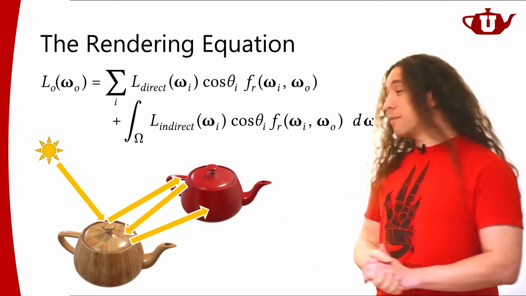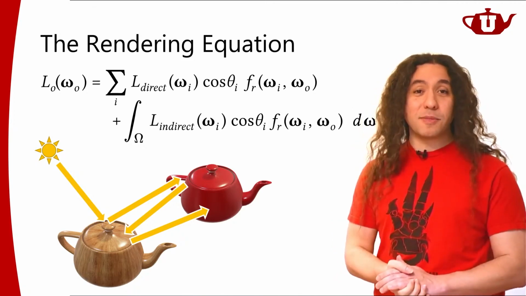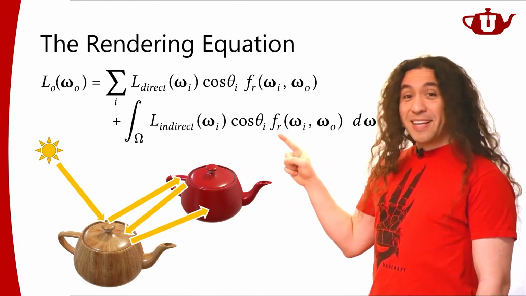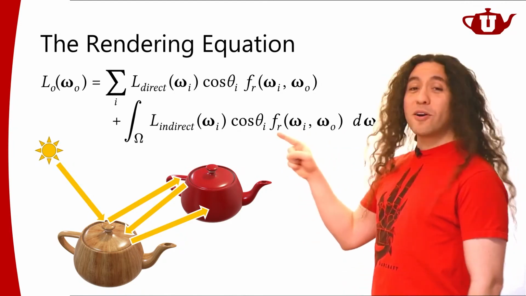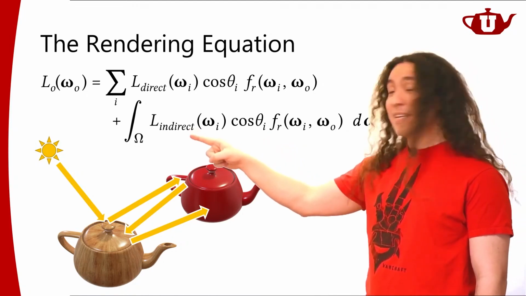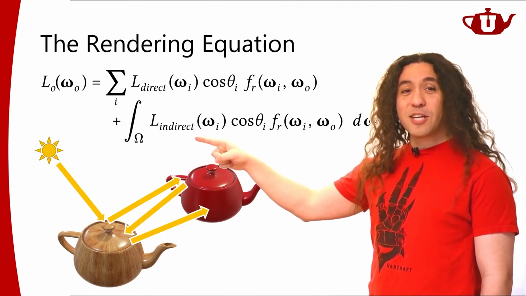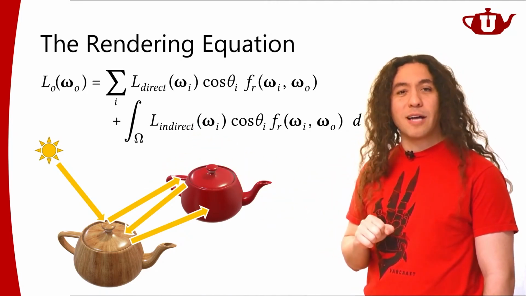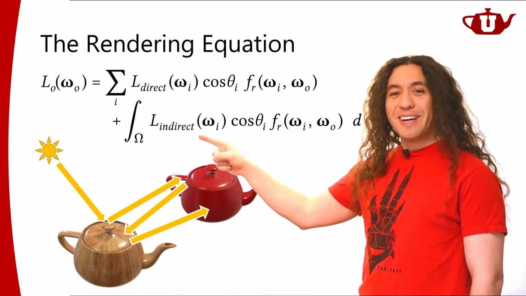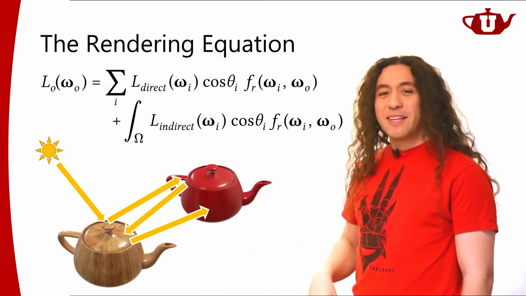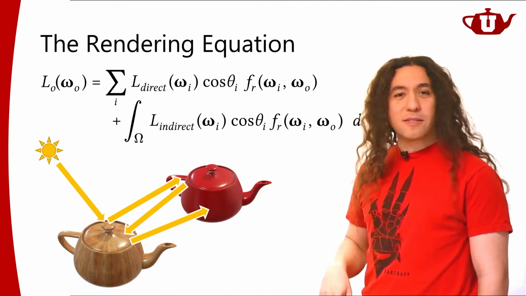How many times? Well, in theory, infinitely many times. So this integral actually is a lot more complicated than what it looks like, because this incoming indirect light here is not just light that bounced off of this other object only one time. This accounts for all of the light, including all of the possible interreflections between surfaces.